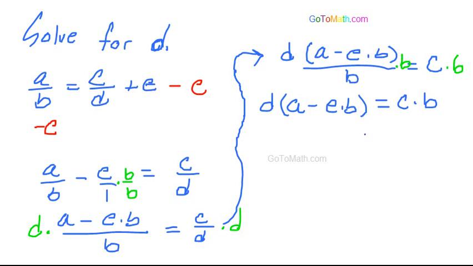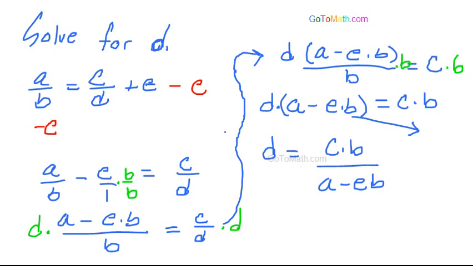Okay, and I am going to skip this step. We would multiply through by the reciprocal of this guy here, but you know that's the same thing as taking that diagonally down. So we're left with D is equal to C times B over A minus EB. Now remember what I said here?